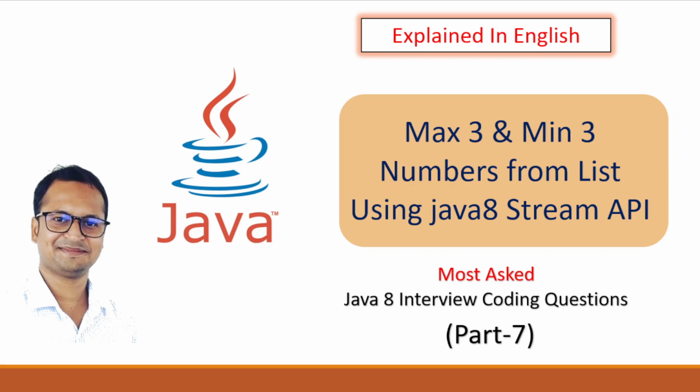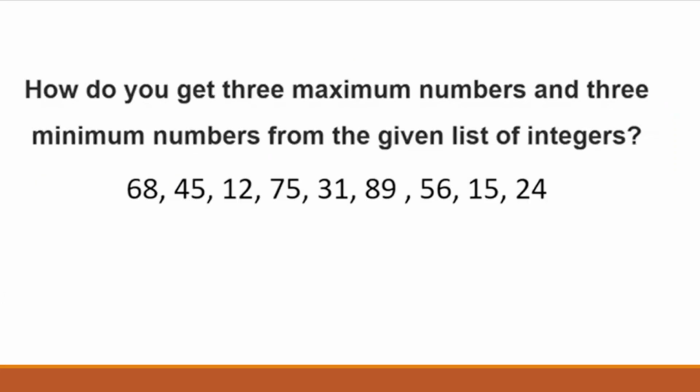So our question today is: from a given list, we have to find the three maximum numbers and the three minimum numbers. But we need to follow Java 8; we don't need to solve this question by any traditional approach. Suppose there are some numbers like 68, 45, 12, 75, 31, 89, 56, 15 and 24. We have to find the three maximum numbers and the three minimum numbers.